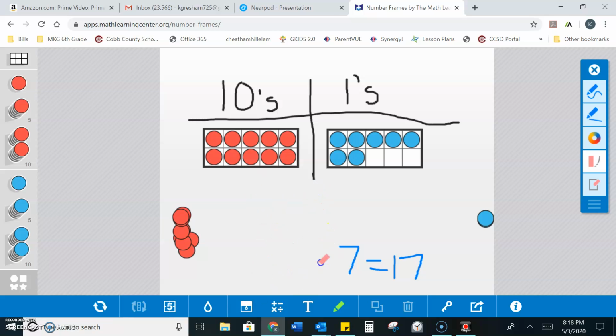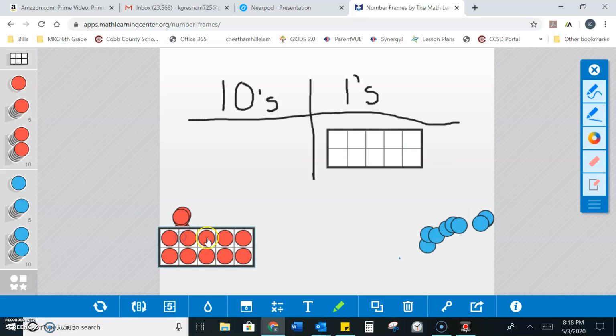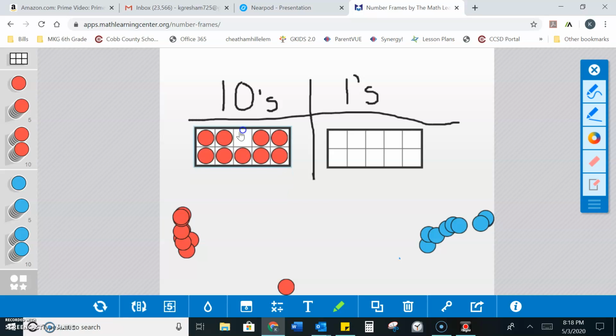Sorry for having to clear my screen each time, but it's what we have to do, and I'll move along quickly. Okay, we're going to do one more number. This time our number is going to be the number 11.